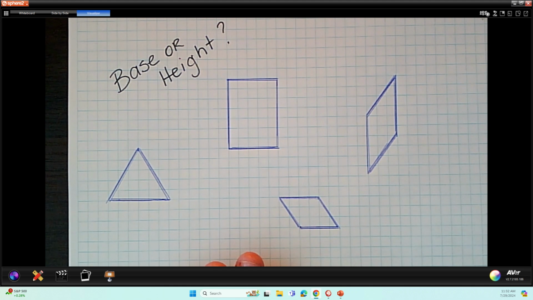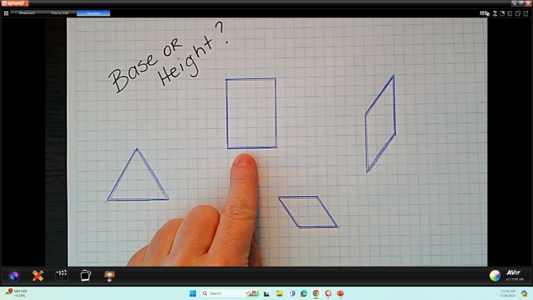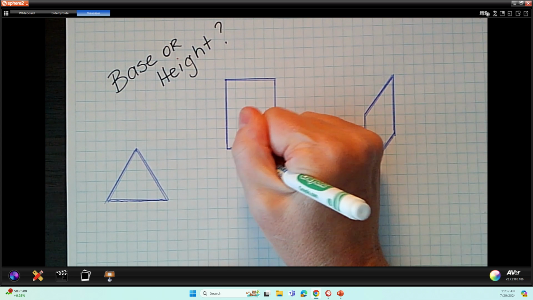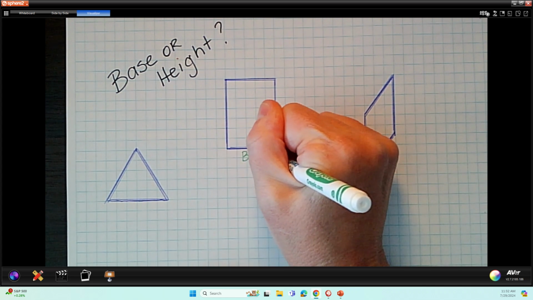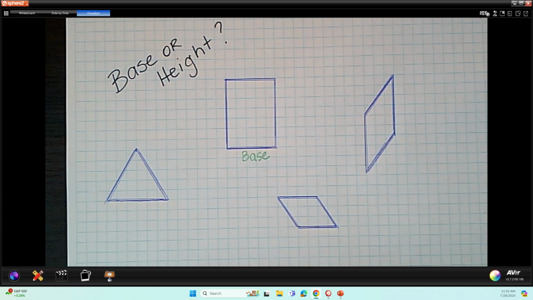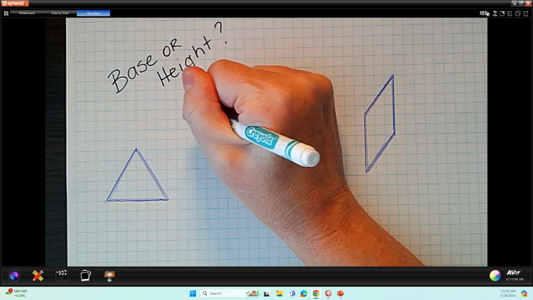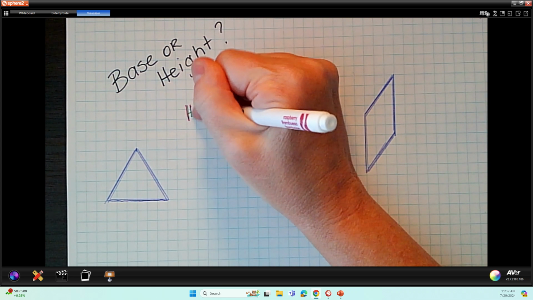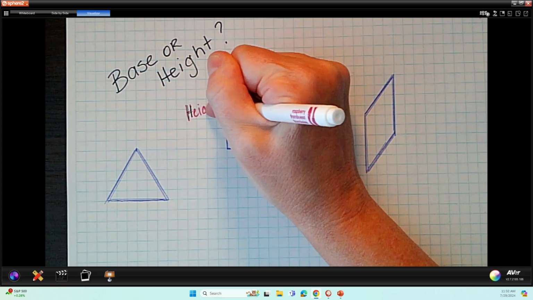So, for example, the way I have it oriented right now, my base is at the bottom. So this would be my base. Okay. And then my height would be going up the side, right? So this would be the height. Okay. Now, the beauty, I'll use a different color. That color is pretty close to the other color. So we'll use red or pink here, height.